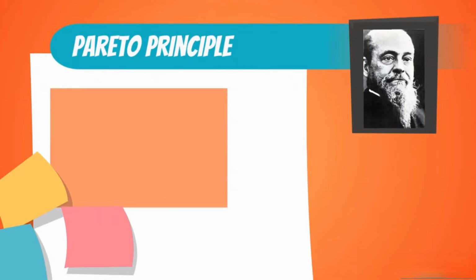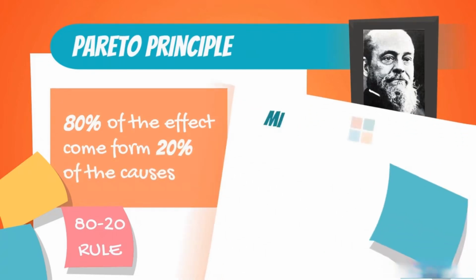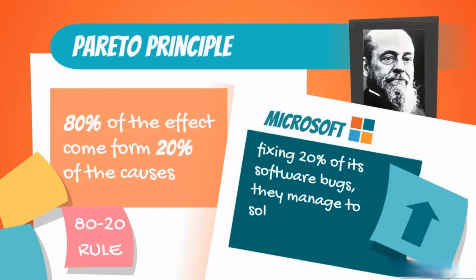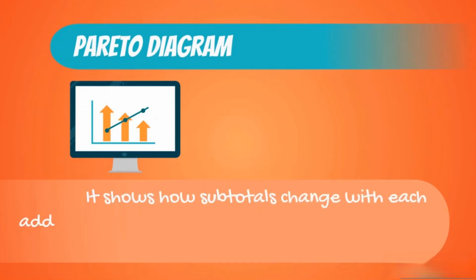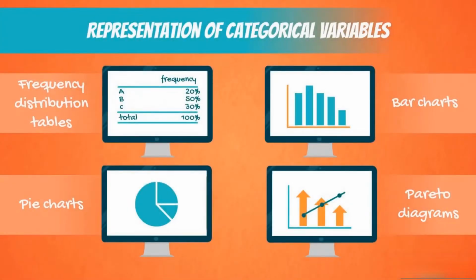You may have heard of another idea of his, the Pareto Principle, also known as the 80-20 rule. It states that 80% of the effects come from 20% of the causes. A real-life example is Microsoft, which by fixing 20% of its software bugs managed to solve 80% of the problems customers experienced. A Pareto diagram can reveal information like that. It is designed to show how subtotals change with each additional category and provide us with a better understanding of our data. Okay, these are the main ways in which we can visually represent categorical data.